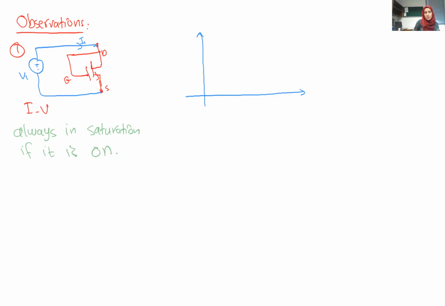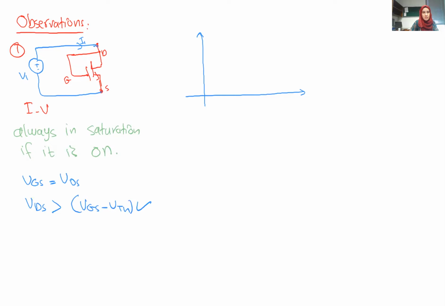Why is it always in saturation if it is on? Because VGS equals VDS. Since VD and VG are shorted, VGS equals VDS, and therefore VDS will always be greater than VGS minus V threshold. This is always going to be correct.